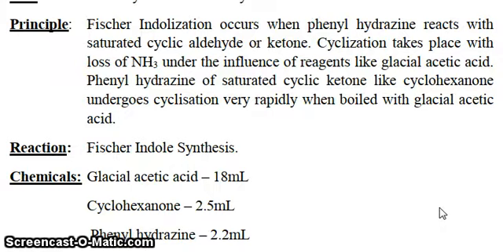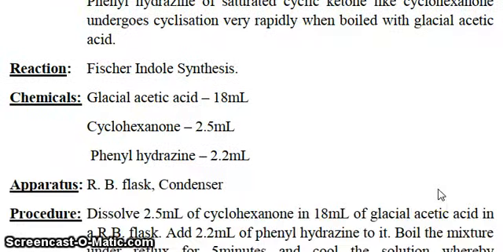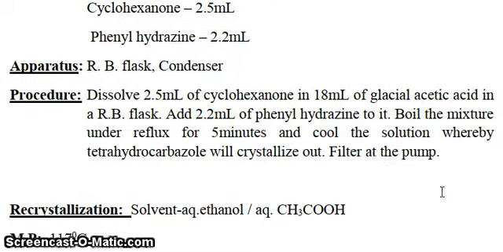The chemicals required are glacial acetic acid 18 ml, cyclohexanone 2.5 ml and phenylhydrazine 2.2 ml. The apparatus uses a round bottom flask and condenser. What is the procedure? Dissolve 2.5 ml of cyclohexanone in 80 ml of glacial acetic acid in a round bottom flask. Add 2.2 ml of phenylhydrazine to it.